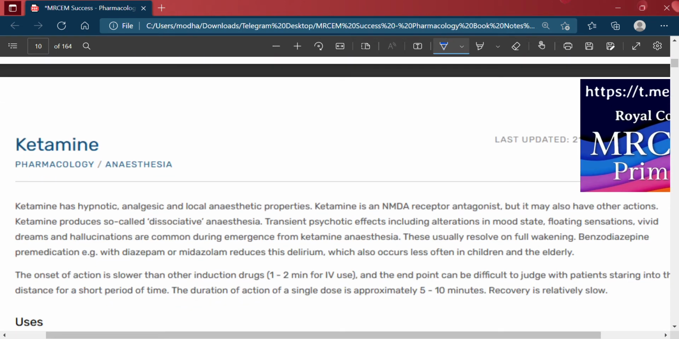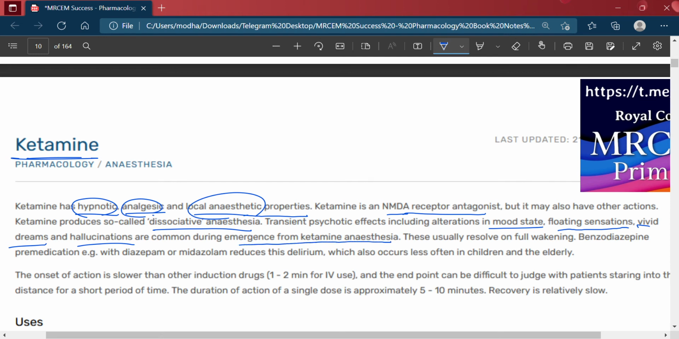Then ketamine. Ketamine has hypnotic, analgesic, and local anesthetic properties. Ketamine is an NMDA receptor antagonist, but it may also have other actions. Ketamine produces so-called dissociative anesthesia, with transient psychotic effects including alteration in mood state, a floating sensation, and vivid dreams and hallucinations, which are common during emergence from ketamine anesthesia. This usually resolves on full awakening.